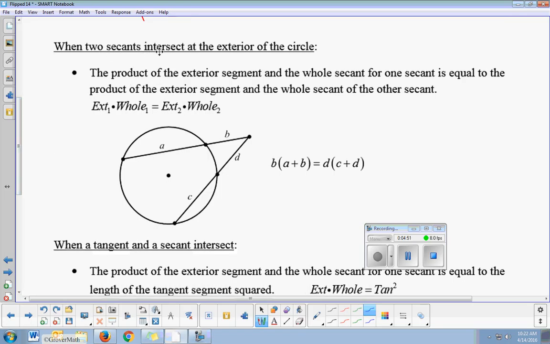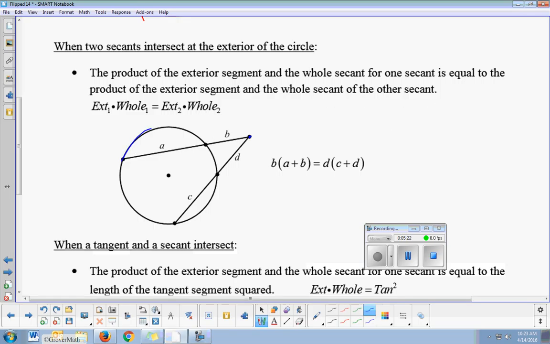That when two secants intersect at an exterior of a circle, so these are two different secants and they're meeting here, the product of the exterior segment and the whole exterior segment of one secant. Let me say this again. The product of the exterior segment and the whole exterior segment of one secant, I think I still read it wrong, is equal to the product of the exterior segment and the whole segment of the other secant.